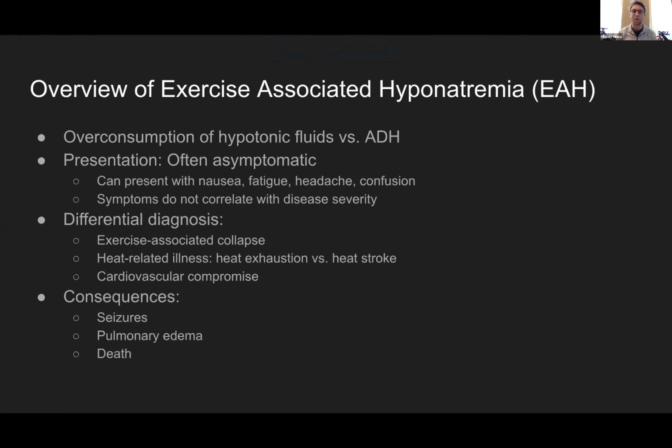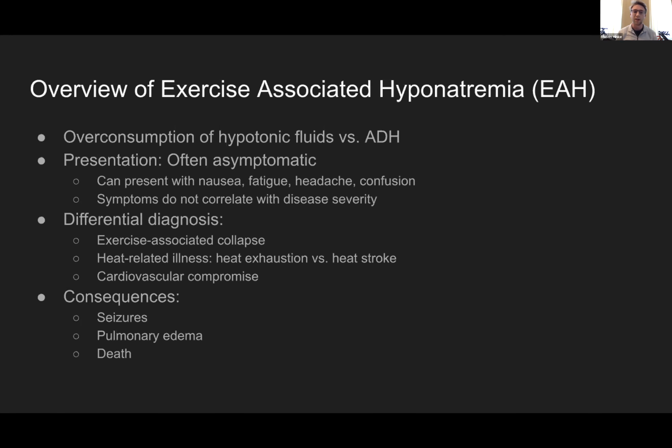I think we'll go into this a little bit more in depth with the guidelines presentation, but a little bit about exercise-associated hyponatremia. This is due to either a combination of overconsumption of hypotonic fluids or inadequate ADH. Presentation, patients will often be asymptomatic, but they can come in with nausea, fatigue, headache, or confusion. And interestingly enough, symptoms don't necessarily correlate with disease severity.